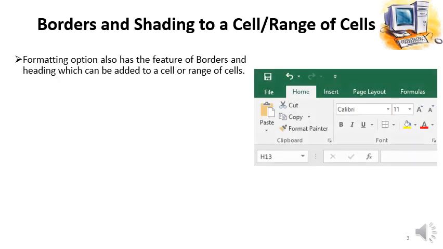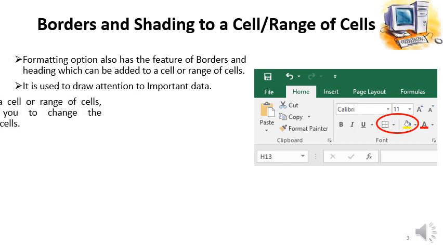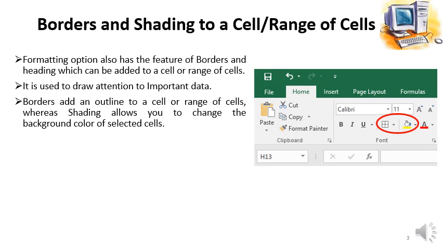Okay, borders and shading to a cell or range of cells. The formatting option also has the feature of borders and shading, which can be added to a cell or range of cells. It is used to draw attention to important data. Borders add an outline to a cell or range of cells, whereas shading allows you to change the background color of selected cells.